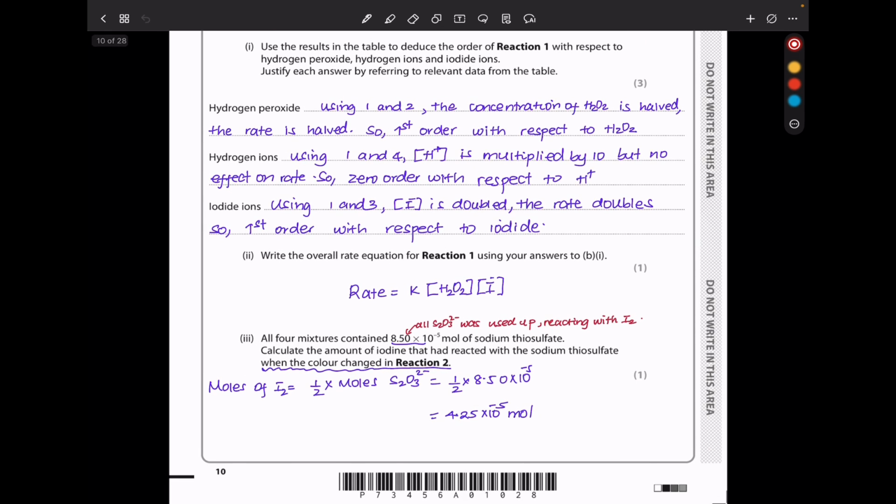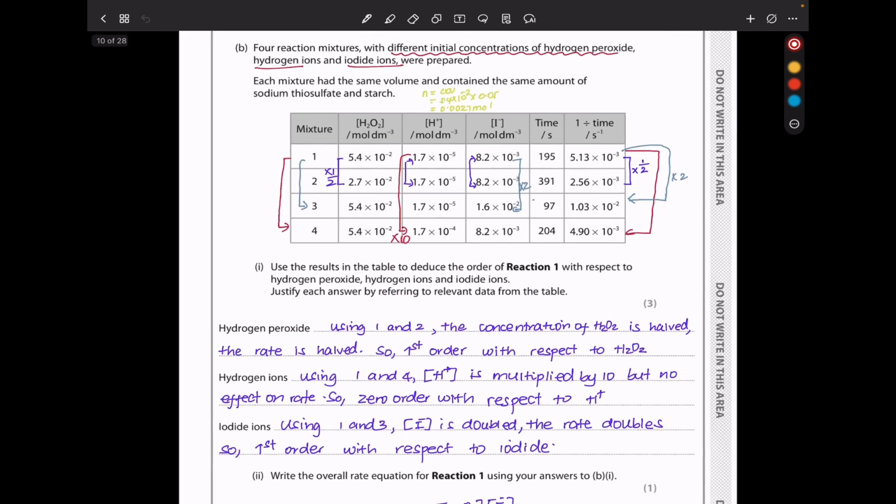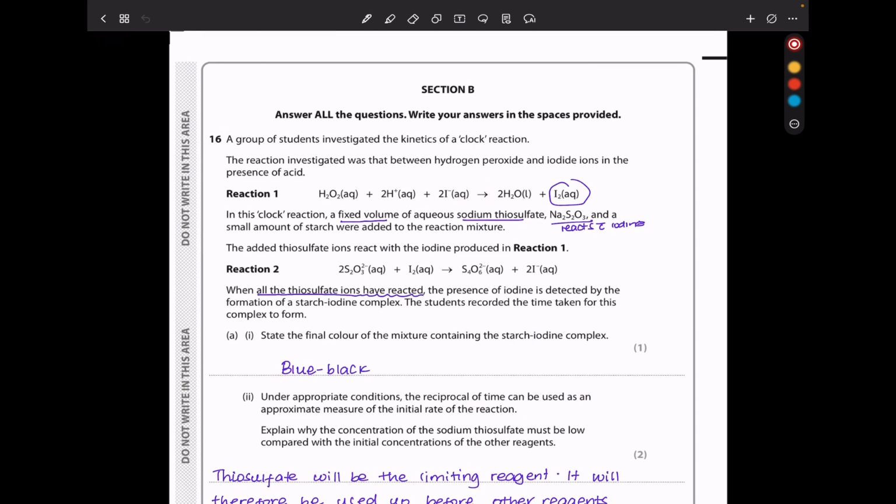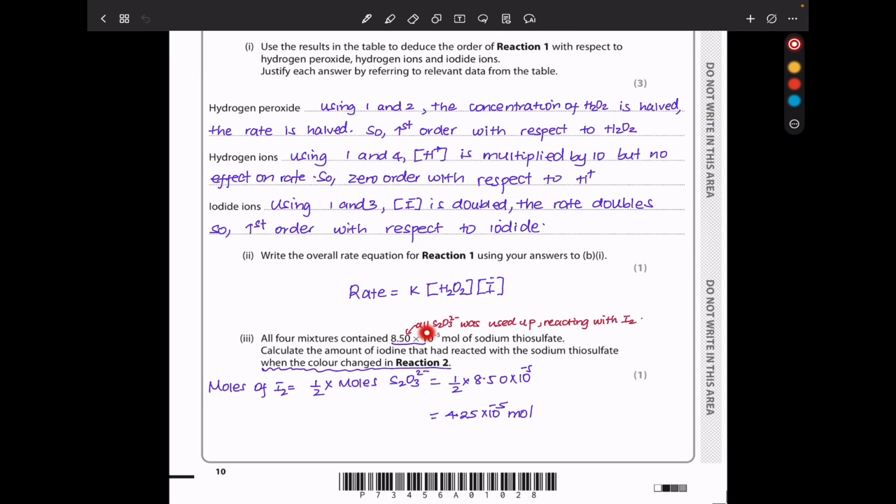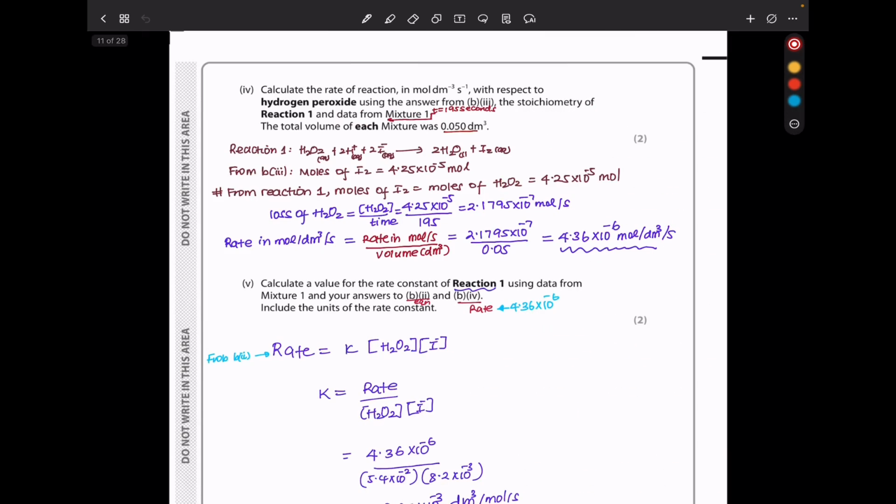And next they say all 4 mixtures contain 8.50 × 10^-5 mole of sodium thiosulfate. Calculate the amount of iodine that had reacted with the sodium thiosulfate when the color changed in reaction 2. So moles of iodine are going to be half the moles of thiosulfate based on the second reaction. If I take you back here, the ratio is 2 to 1, so it's going to be half of that, giving us 4.25 × 10^-5 mole.